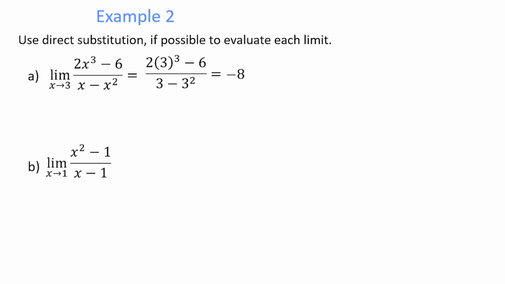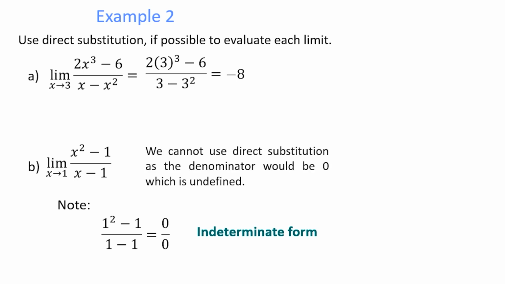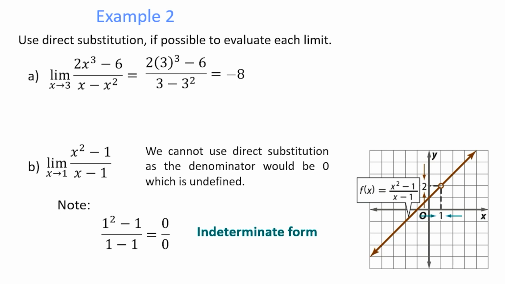Let's see another example. Let's try direct substitution. Well, if we substitute 1 into the place of x, we would get 0 over 0. We call this indeterminate form. This means that we cannot use direct substitution to find the limit. It doesn't mean that the limit doesn't exist. It only means we have to use a different method to find it. Let's see the graph. If we look at our graph, we can approach 1 from both sides, and we see that the function values will approach number 2 from both sides.